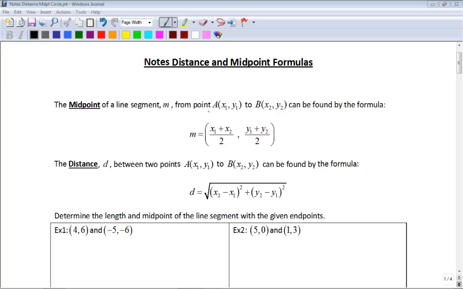This section looks at the distance and the midpoint formulas. So let's go ahead and start with the midpoint formula.